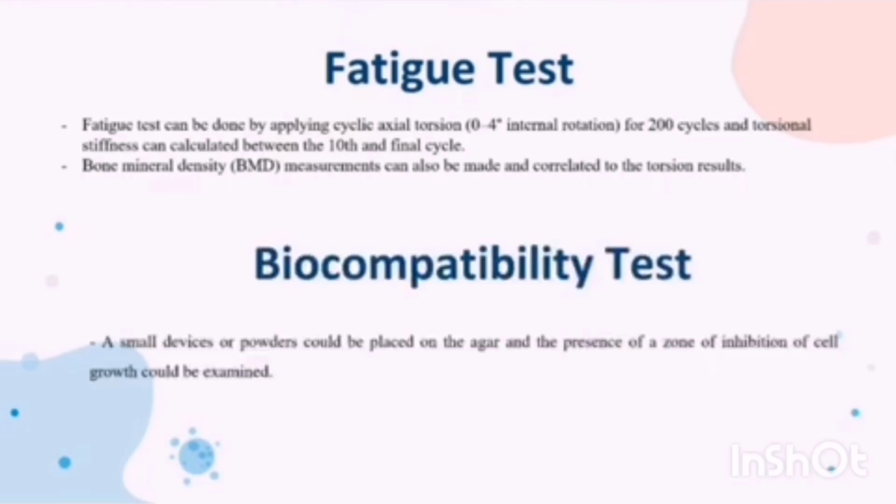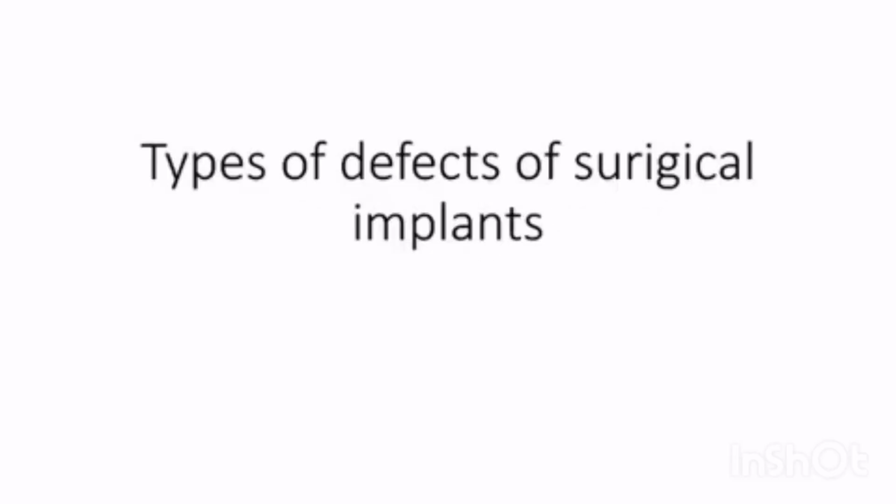The last test is the biocompatibility test. Small devices or powders could be placed on the agar, and the presence of a zone of inhibition of cell growth could be examined. To talk about the types of defects of a surgical implant.